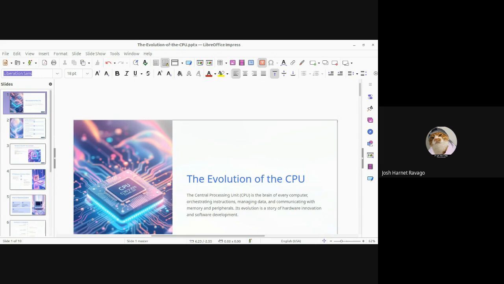Good evening, sir. In today's presentation, I'm Josh, the presenter for this topic, which is the evolution of the CPU. So what is truly the CPU? The Central Processing Unit, or the CPU, is the brain of every computer in our modern world.